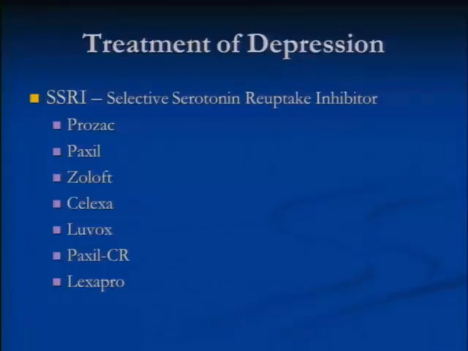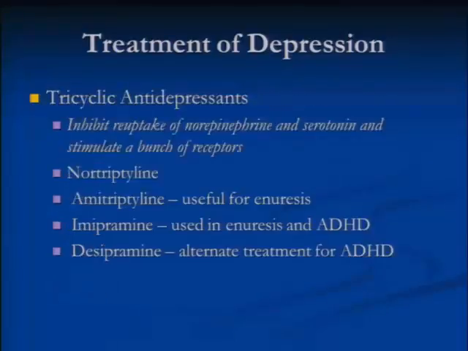Treatment of depression. We got the standard players, the SSRIs. You know them all. Tricyclic antidepressants: nortriptyline, amitriptyline, imipramine, desipramine. And again, tricyclics in tiny little doses are prophylactic for migraines, including abdominal migraines. They're prophylactic for the GI side effects of SSRIs. They're prophylactic for the GI symptoms of anxiety.